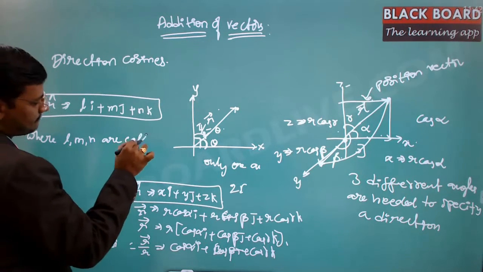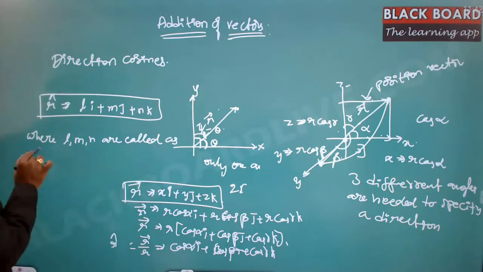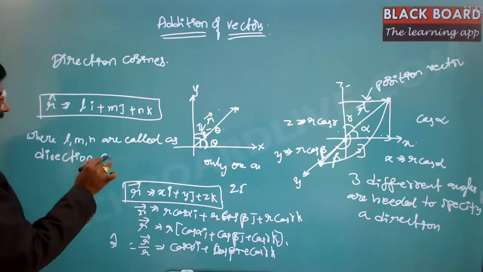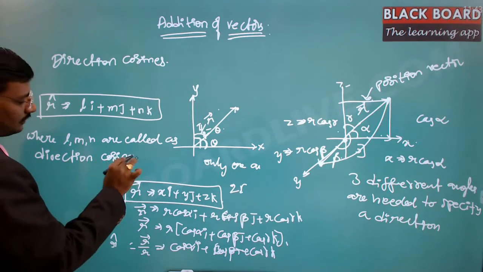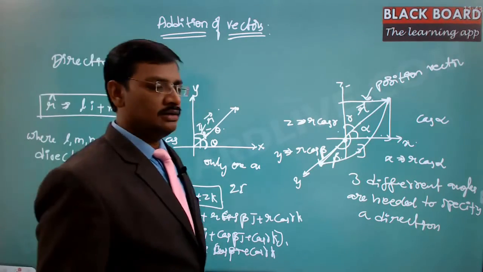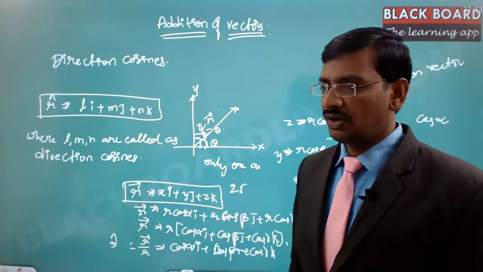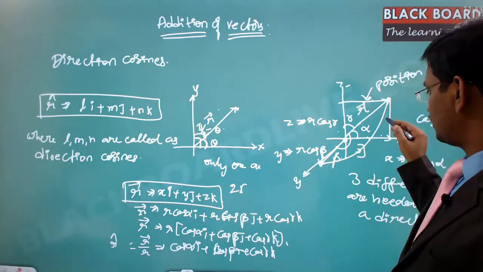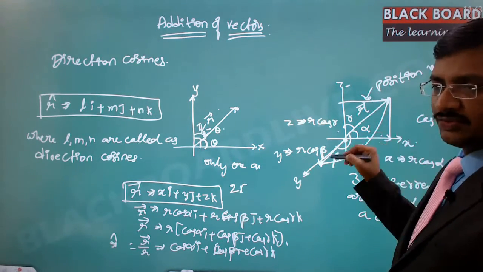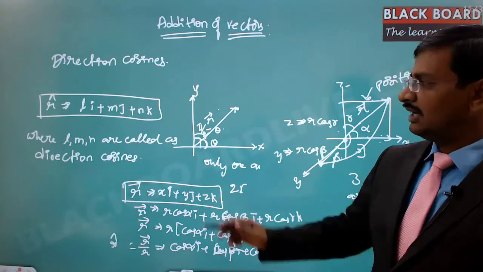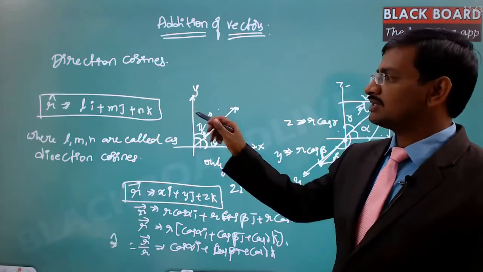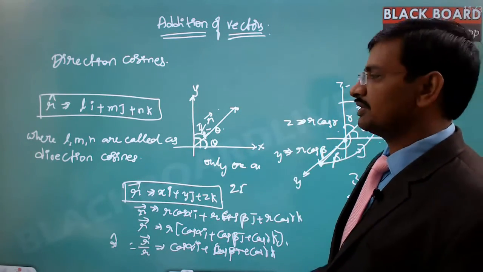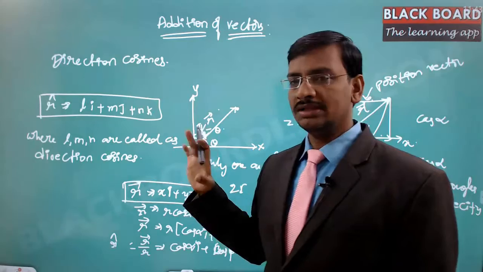called direction cosines. Direction cosines. Why? Because these values of L, M, N are representations of the angles alpha, beta, gamma, and the cos of those is going to be projected onto the x-axis, y-axis, and z-axis respectively. And L is equal to cos alpha, M is equal to cos beta, and N is equal to cos gamma. So this is the usual relation that holds good for all three different angles.